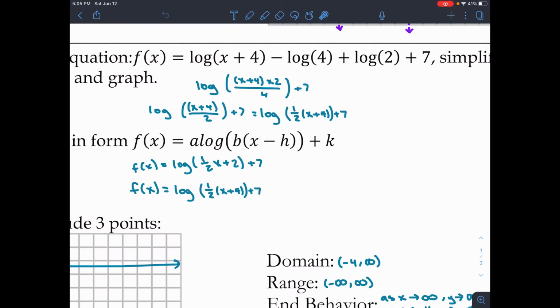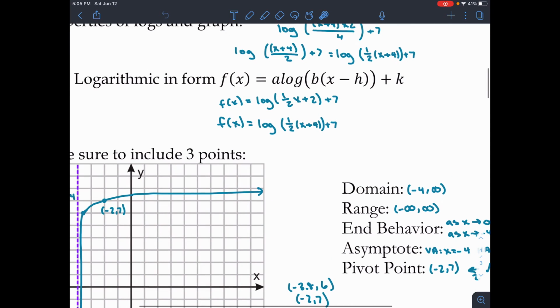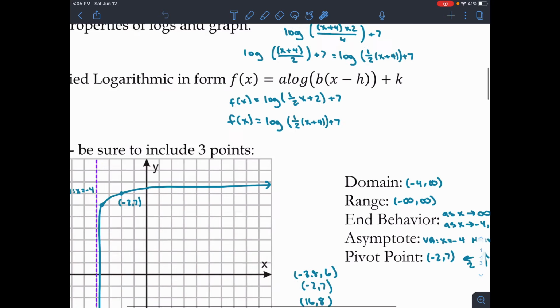That would be our simplified form using the log. And I have the same thing over here. This is the simplified using this format. So as you can see, the a would be just 1, so we don't really write that. Log parentheses, the b would be this half over here, parentheses x minus h, so like our negative 4, which would make it a positive 4, and then plus k is the plus 7.